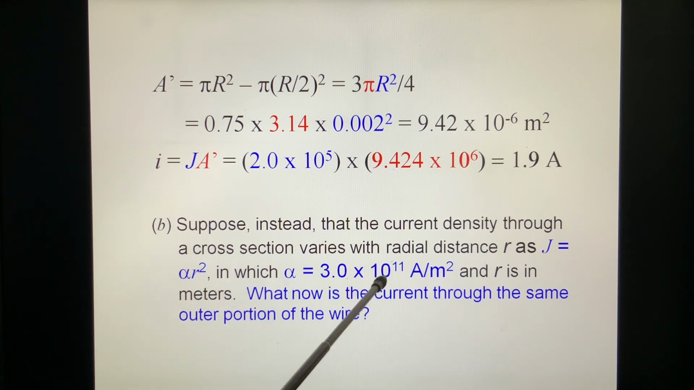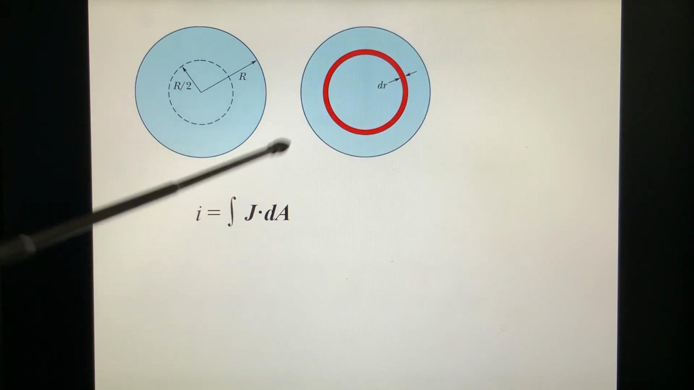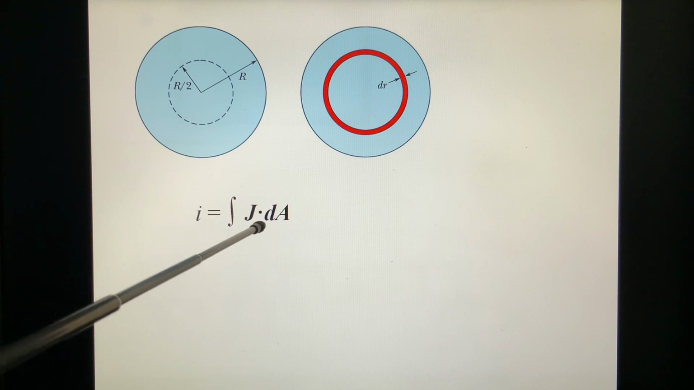What now is the current, so the same outer portion of the wire? We define the current through this outer ring of wire. But this time, the current density J is not uniform. So we still use J dot dA, but J is not uniform. Here J is alpha R squared.